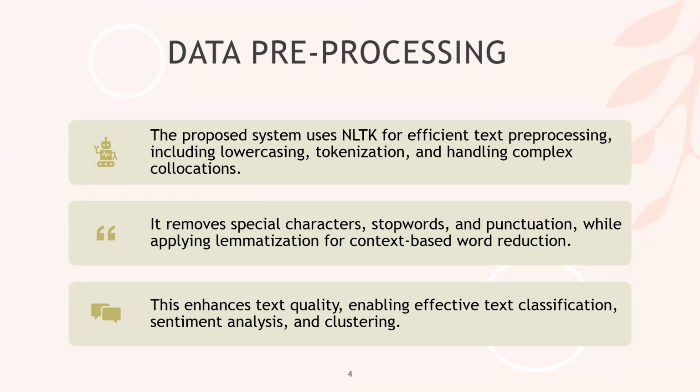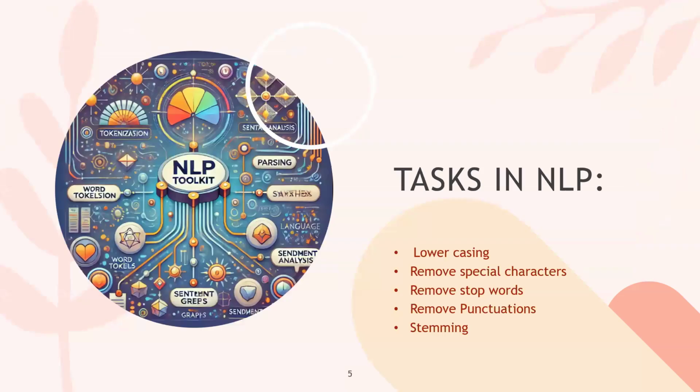So the tasks in NLP are lower casing, removing special characters, removing stop words, removing punctuations, and stemming. Lower casing converts all text into lowercase to ensure uniformity. For example, capital letters SPAM and lowercase letters spam are treated alike. Coming to removing special characters, it eliminates non alphanumeric symbols like at the rate, hash, and exclamation, so it keeps only the essential data for analysis.